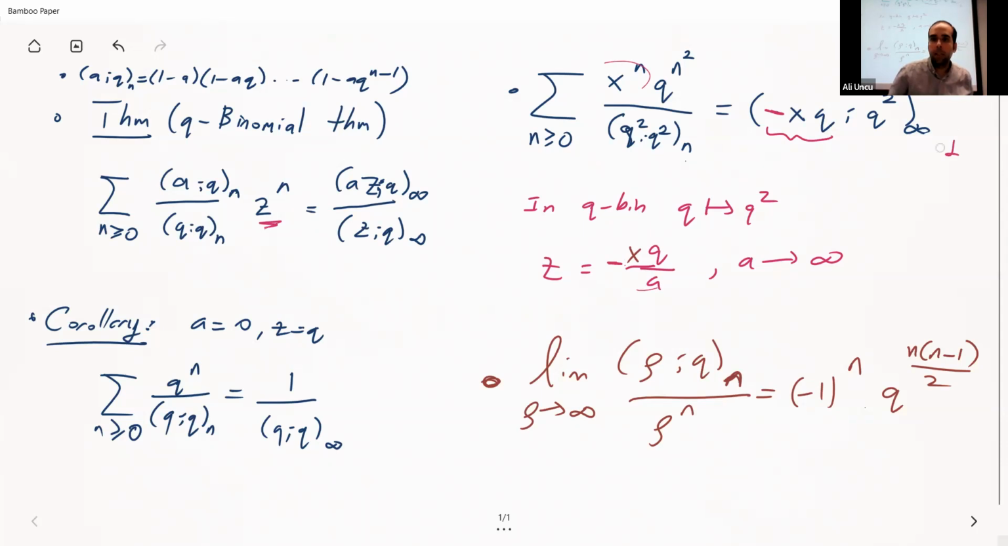And on the right, that minus will already introduce a -1 to the n. So when I take the limit, I will end up getting another -1 to the n. They will cancel out. Because my q was q squared already, I don't have this division by 2.